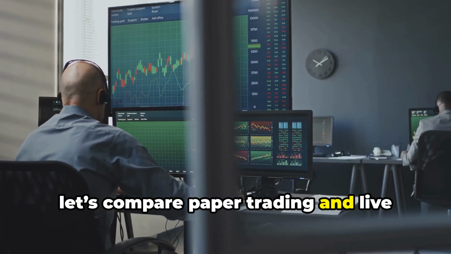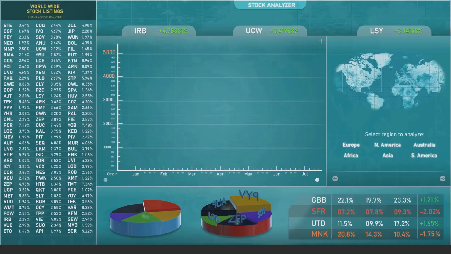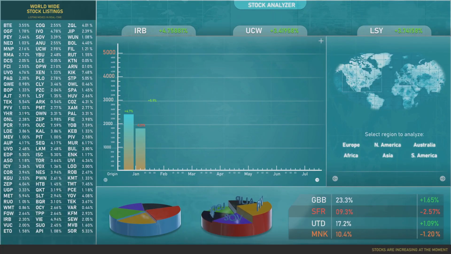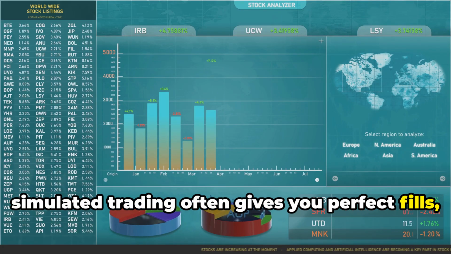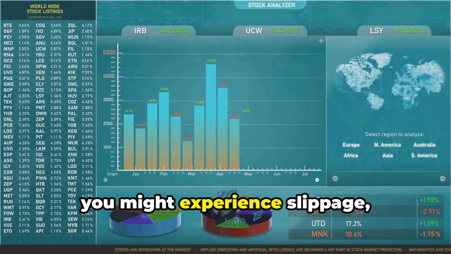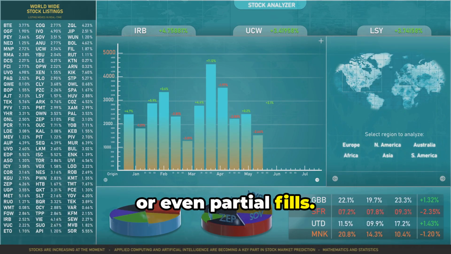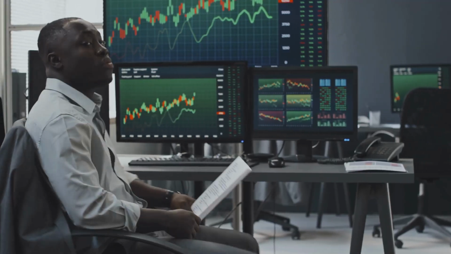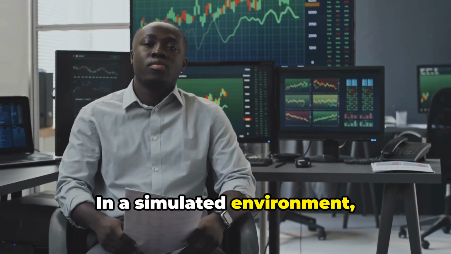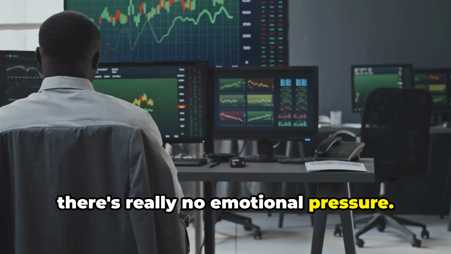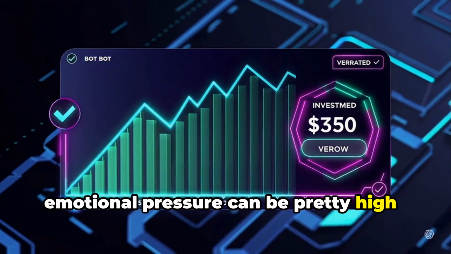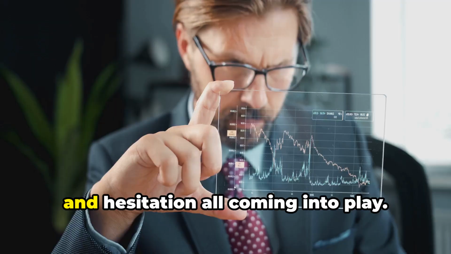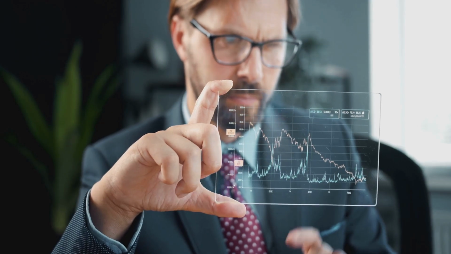So let's compare paper trading and live trading across key aspects. When it comes to execution, simulated trading often gives you perfect fills, but in a live market, you might experience slippage, delays, or even partial fills. In a simulated environment, there's really no emotional pressure. But when you're trading live, emotional pressure can be pretty high, with fear, greed, and hesitation all coming into play.